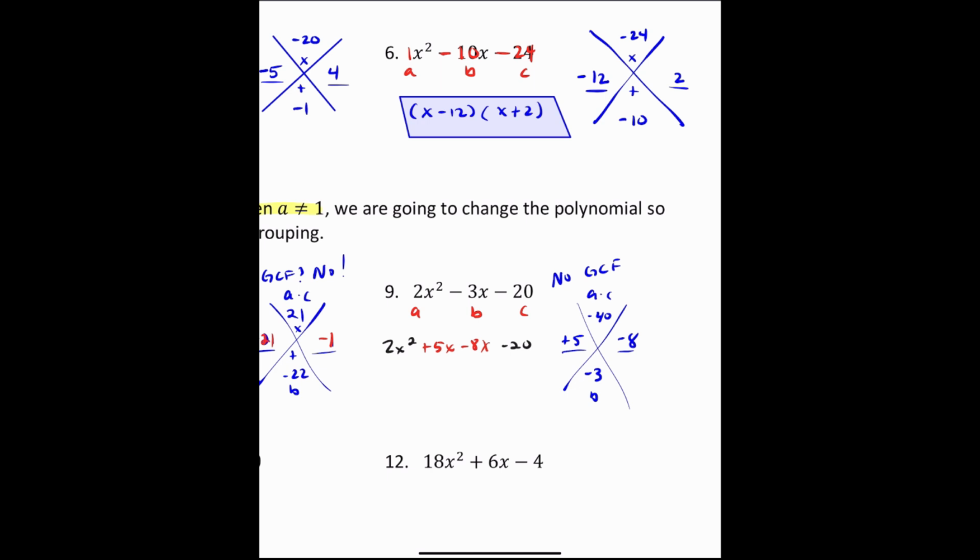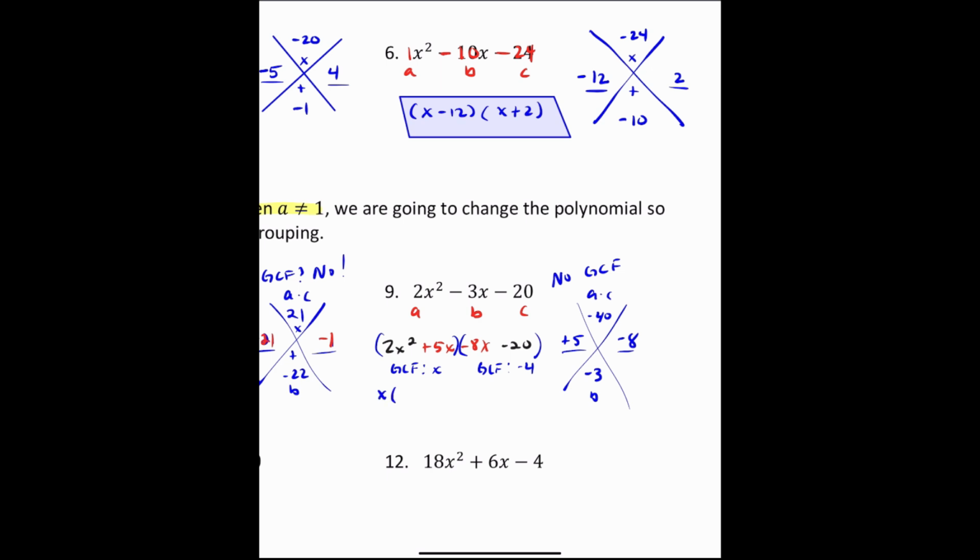And then we're going to group the first two and the last two. The GCF of the first two is just x. And the GCF of the last two is negative 4, right? Yes, negative 2 is a factor, but remember you want the greatest common factor, meaning what is the largest number that goes into negative 8x and negative 20 at the same time, and that would be negative 4.